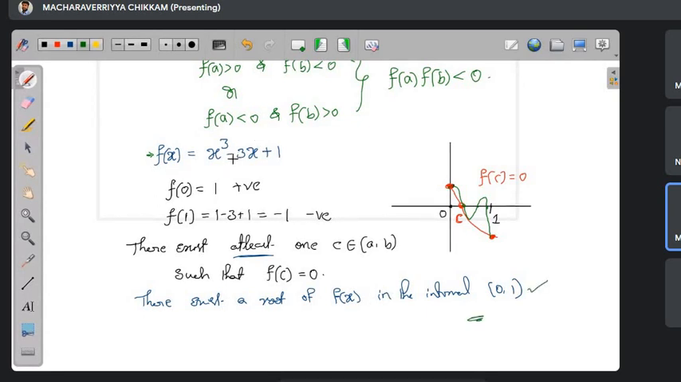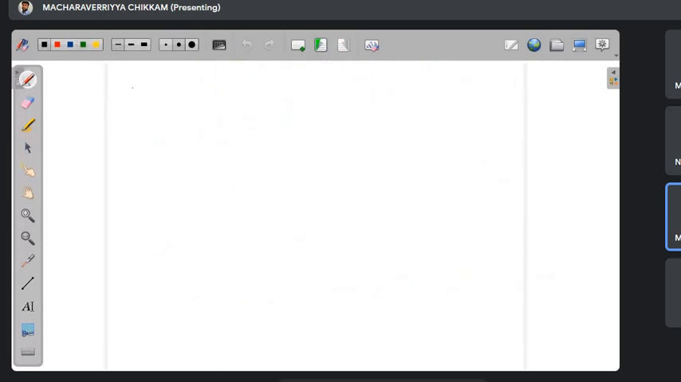Now let us try to approximate the root, initially using the bisection method. It is there in the name itself what we are going to do. You're going to bisect the interval. All right, so let me walk through a problem first.